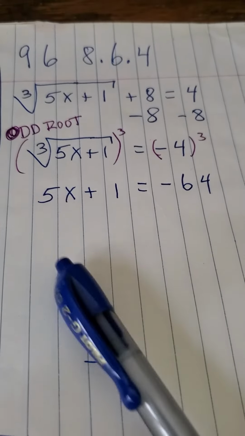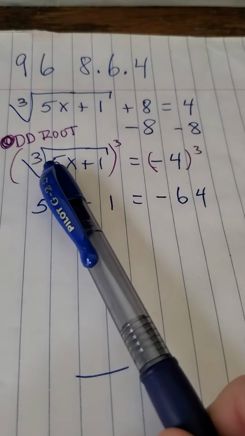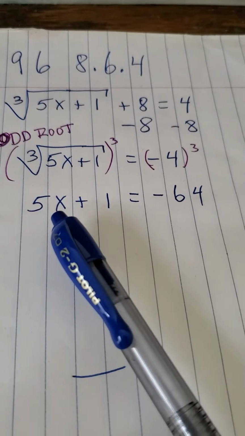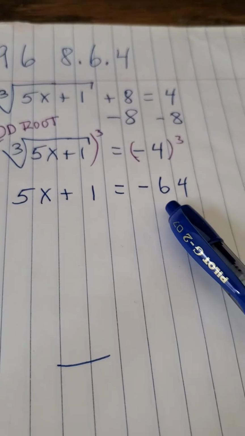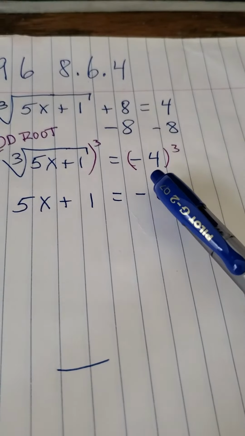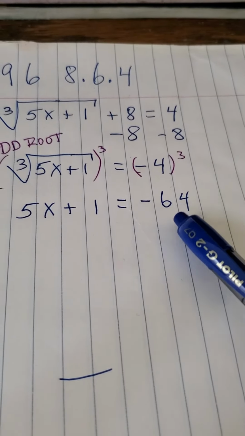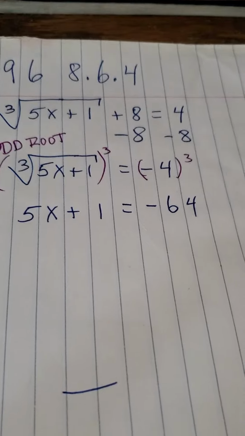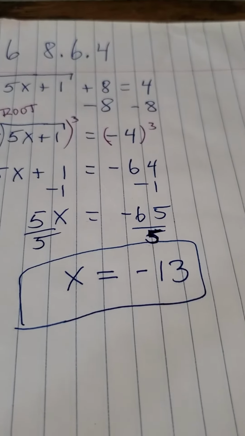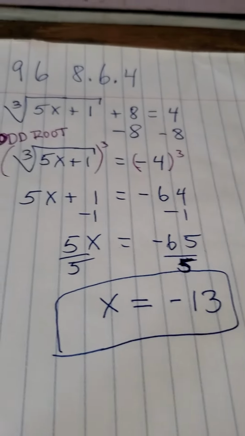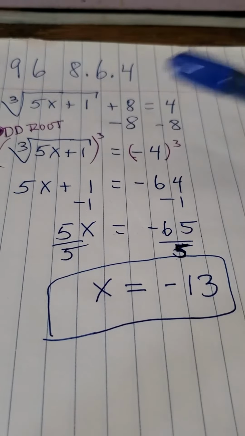So I get 5x plus 1 because the exponent and the root cancel each other out, and I get plain 5x plus 1, and that's going to equal -64 because it's -4 times -4 times -4. 3 negatives winds up being a result of -64. Now, of course, I just subtract 1 from each side and divide by 5, and I get a final answer of x equals -13.